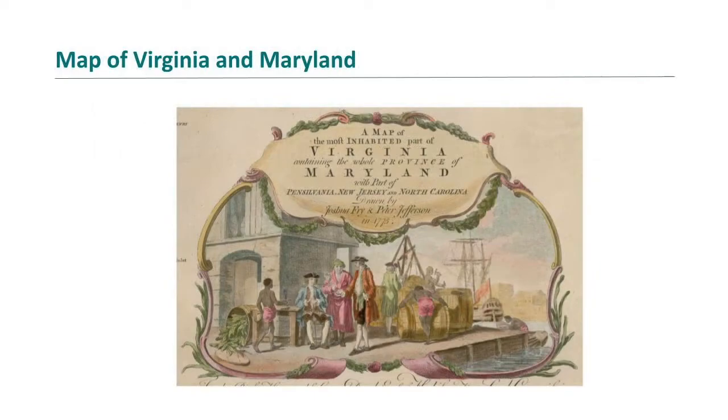Here is a detail from a 1768 map of Virginia and Maryland. It depicts a tobacco wharf. A planter negotiates with a merchant or sea captain, while slaves go about their work.